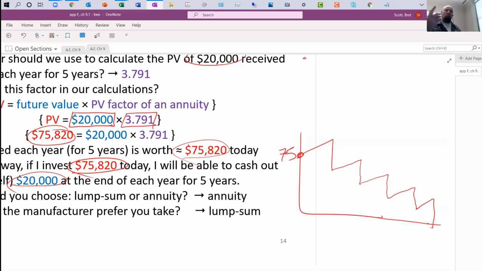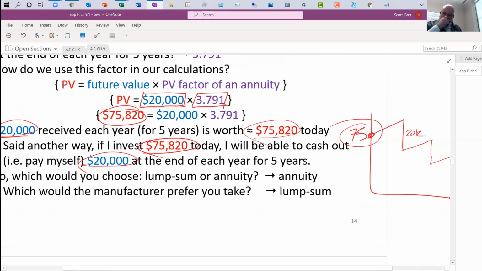So in this case, what am I really saying when I'm doing the present value calculation? I'm saying I know how much to invest today where I can pay myself out $20,000 each year for the next 5 years. And then it would go to zero after 5 years. That's what we're doing here.